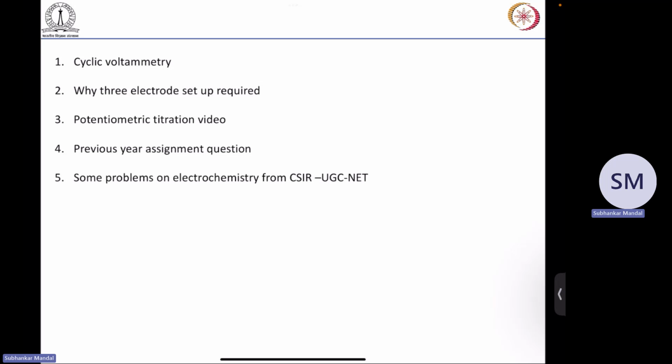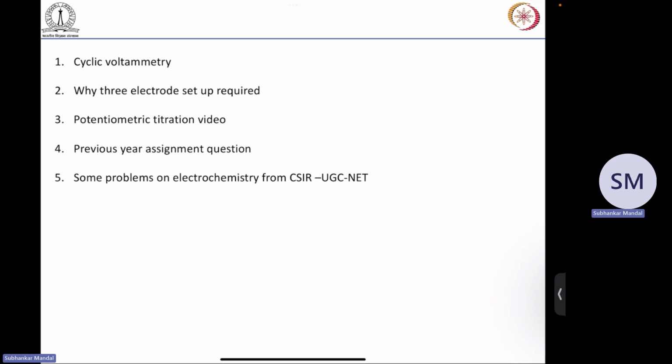I will not discuss cyclic voltammetry in so much detail, because these things are kind of extra. I will just go through cyclic voltammetry, why we need a three electrode setup, why a supporting electrolyte is required, what a supporting electrolyte is, and what voltammetry is. All these things we'll discuss today.